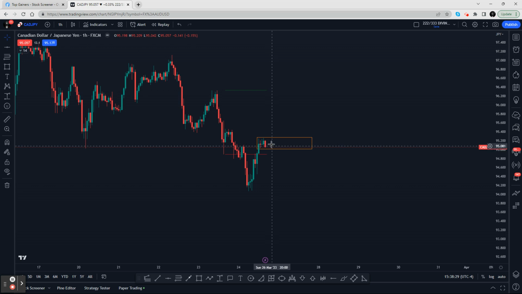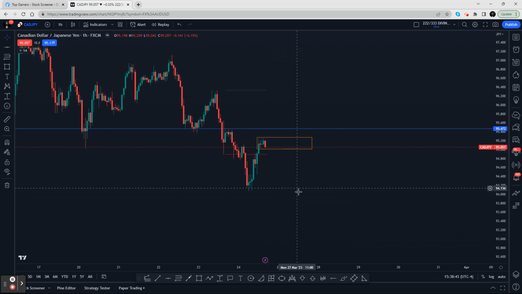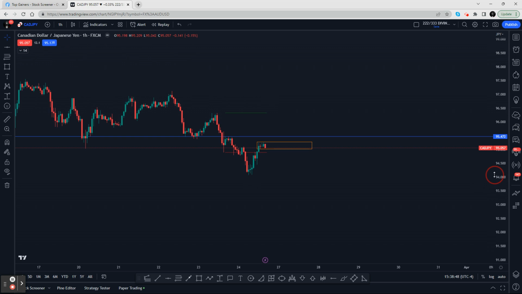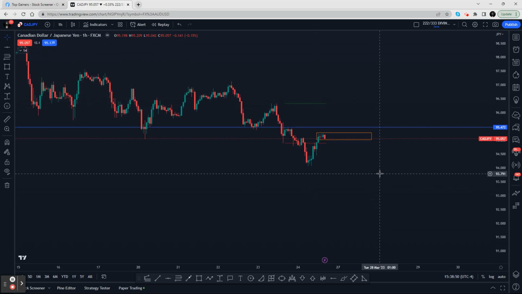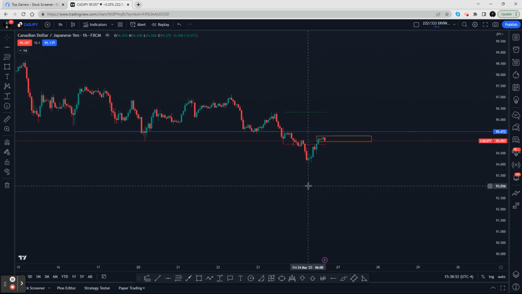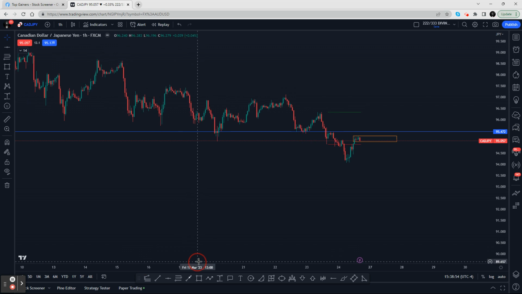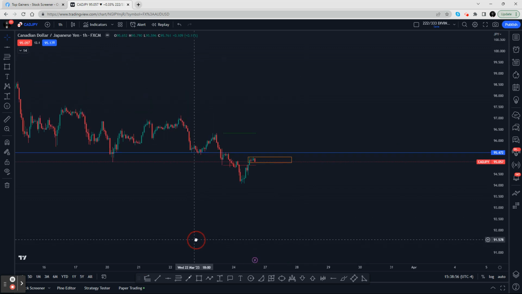We know that if we get a break up, we still got to be careful of this, because this is a resistance area. So the risk reward may not make any sense waiting for a long right here. If anything, if we look for a short, we know we got some downside that we could visit, so it makes more sense when it comes to risk reward ratios.